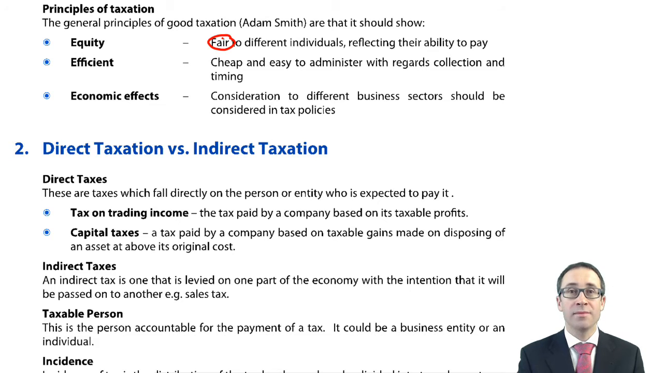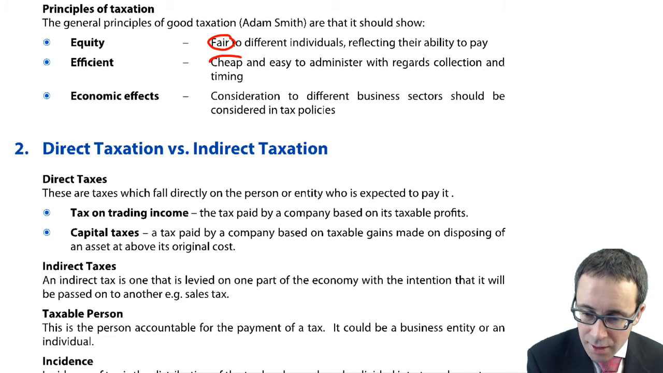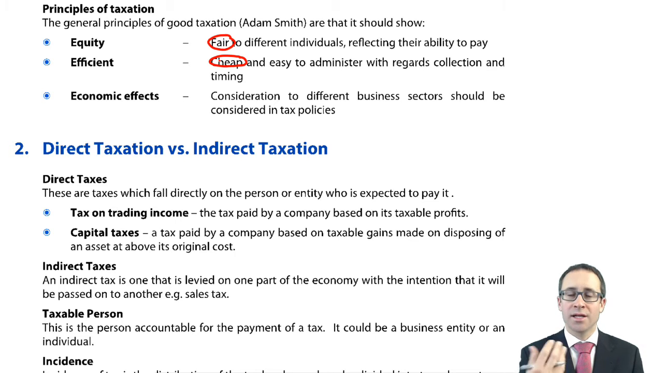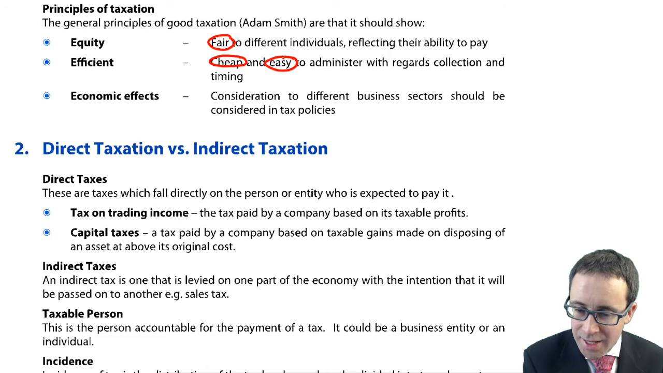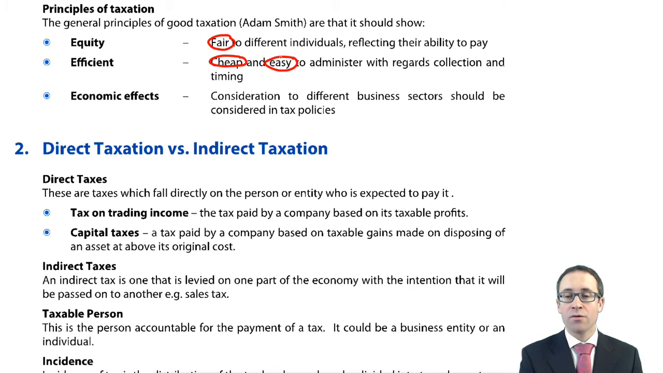Okay. Also it needs to be efficient. By being efficient, it needs to be cheap to administer, so there should be no excess costs. Also, it should be pretty simple to administer with regard to the collection and the timing. Again, personally, I think a lot of tax rules within the UK are getting more and more complicated. It is becoming more difficult to administer, because there are so many detailed tax rules, whether on direct or indirect taxes. But I think now the government is understanding that and is trying to make it a little bit simpler to follow. Okay.